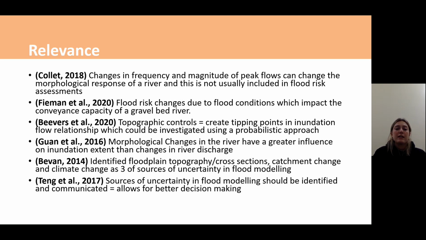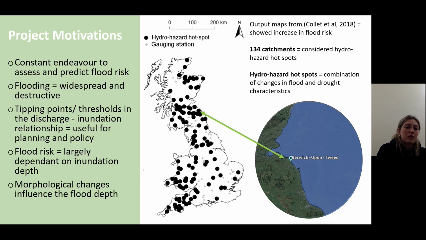Berman also identified there are many sources of uncertainty in flood modelling, three of which were floodplain topography and the cross sections of the river, catchment change, and climate change. And more recently, it has become apparent that these sources of uncertainty need to be communicated further in order to improve flood management and policy change. So there's a lot of motivation behind reducing these uncertainties and their influence in flood modelling.